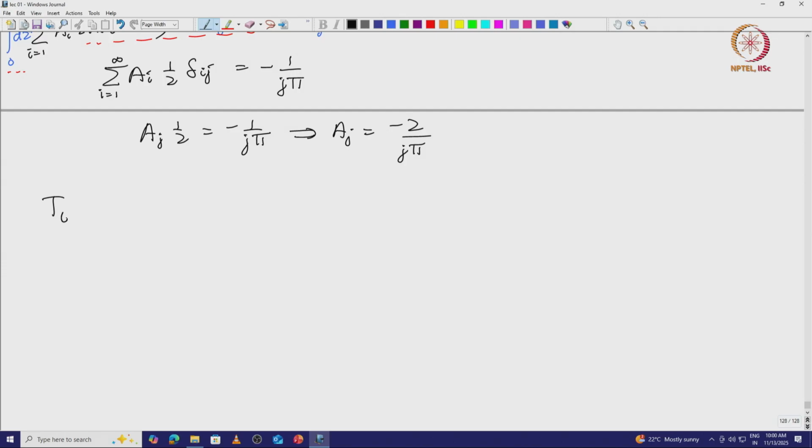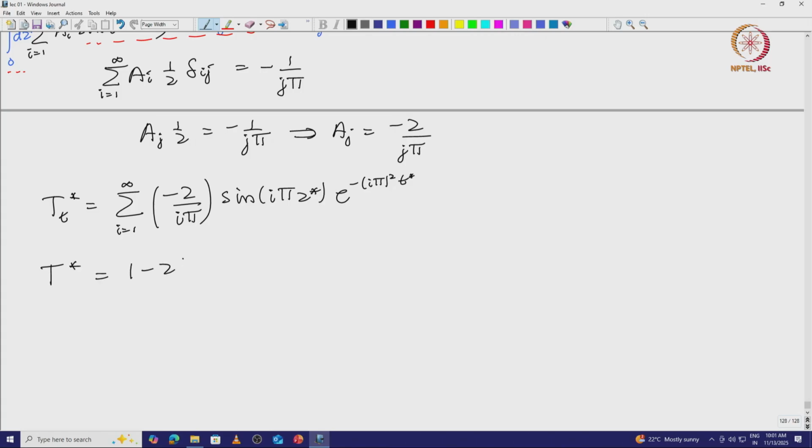Therefore, the transient part of the temperature field is equal to the summation from 1 to infinity of minus 2 by i pi. a j is minus 2 by j pi, means a i is minus 2 by i pi, into sine of i pi z star e power minus (i pi) the whole square t star. So, that is the solution for the transient part. The total solution is equal to the steady solution plus the transient solution.